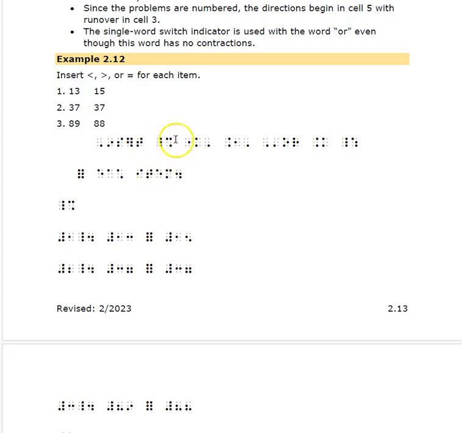So we start Nemeth. We use the less than, the greater than. We've got commas, which are dot sixes. We did a word switch for the word or. And then we did equals, and then we stopped our Nemeth for each item. We start our Nemeth again and write our problems. Okay?